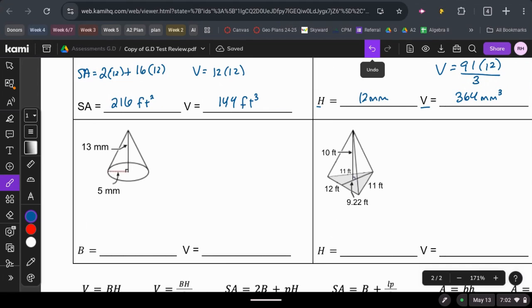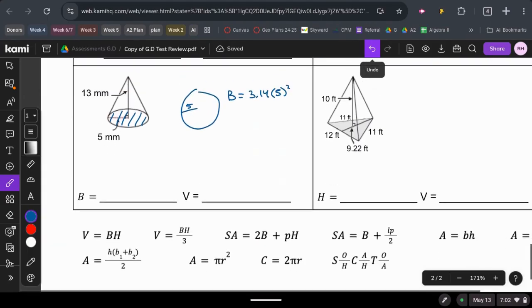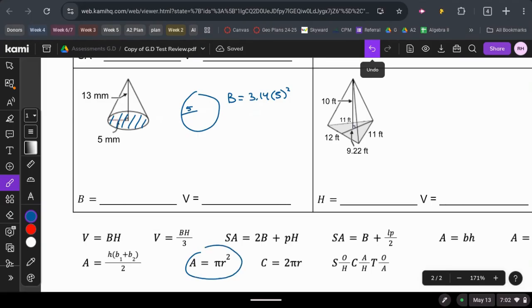The cone, same idea. We're just asked for the volume and the area of the base. Since it's a cone, the area of the base would be a circle with a radius of 5. So area of a circle is pi r squared. All of these formulas are given to you on the test. You just have to know which one is for which. Area of a circle always involves pi. So 3.14 times 5 squared is 78.5.